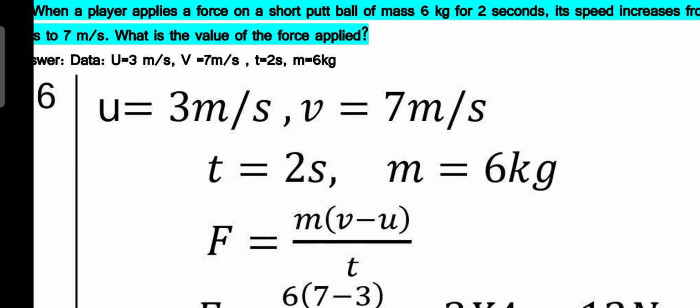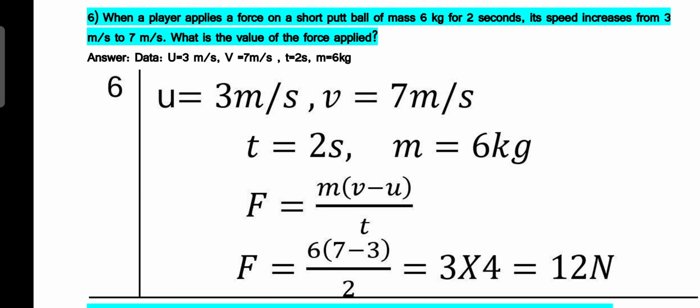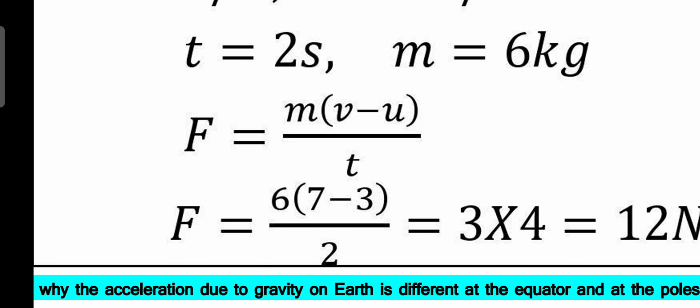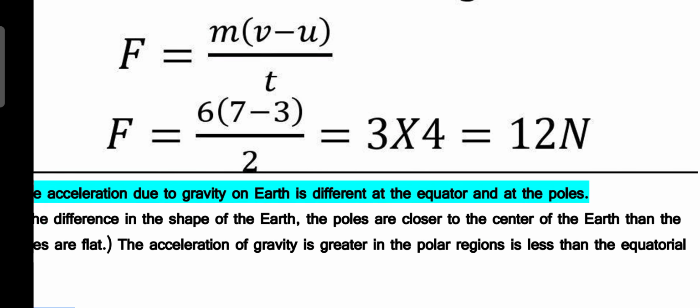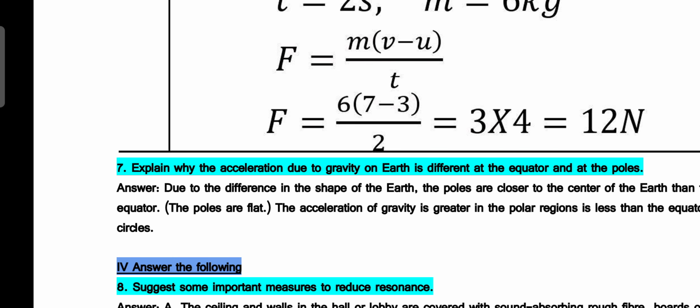Now when we calculate, the formula applied here is F is equal to m into (v minus u) divided by t. So if you apply the values, 6 into (7 minus 3) divided by 2, you will get 3 into 4, which is 12 Newton as the answer.